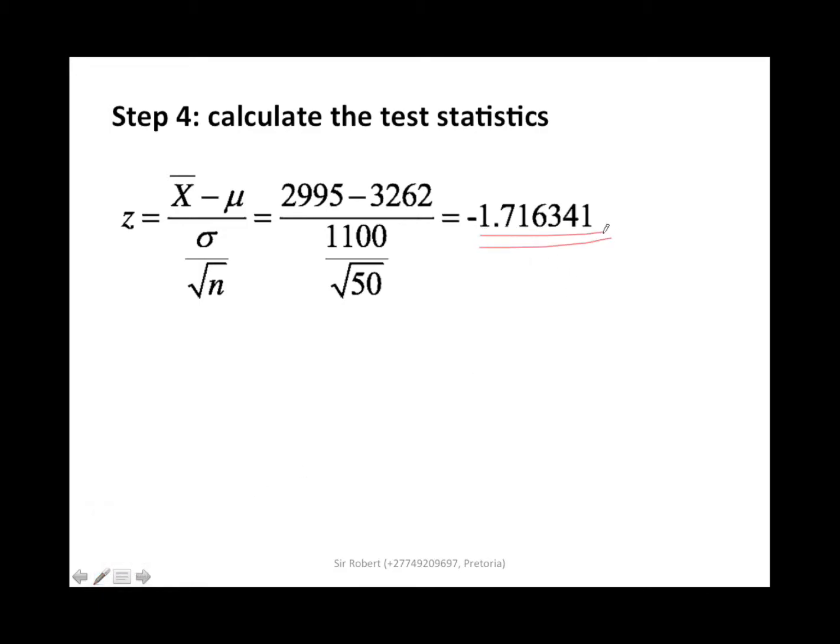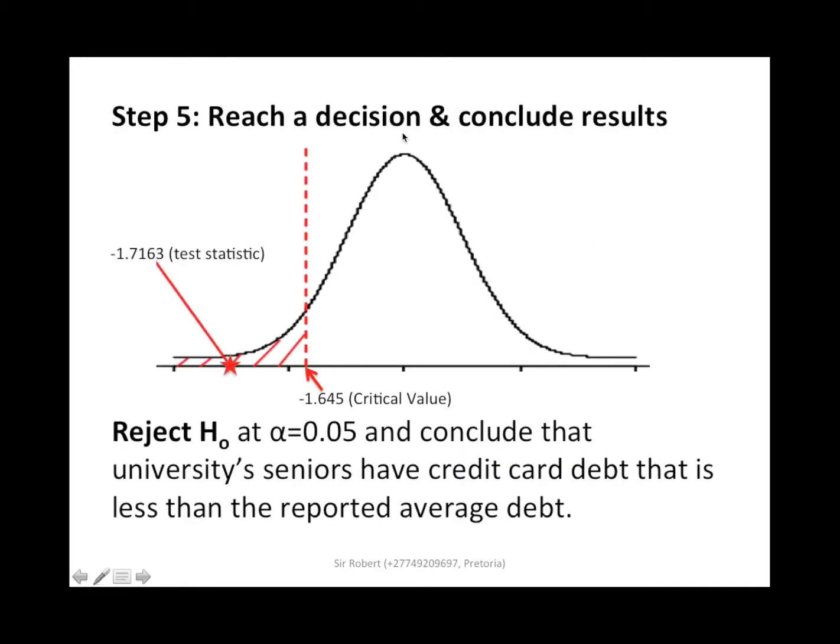So now this is your test statistic. Remember, when you are drawing your rejection region, you have to determine that this is minus 1.645. So this is your rejection region. Since this test statistic is greater in magnitude, it means it will be somewhere here, so it falls in the rejection region. So reach a decision and conclusion, step 5. The test statistic is in the rejection region, and this is the critical value. So reject H0 at alpha 0.05 and conclude that invested students have credit card debt that is less than the reported average.